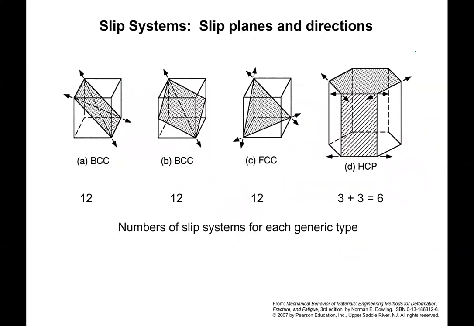All right, so that's what this image is trying to show. We've got the face-centered cubic system. We've got 12 slip systems, right? Again, we've got 4 planes, and each plane has 3 directions.